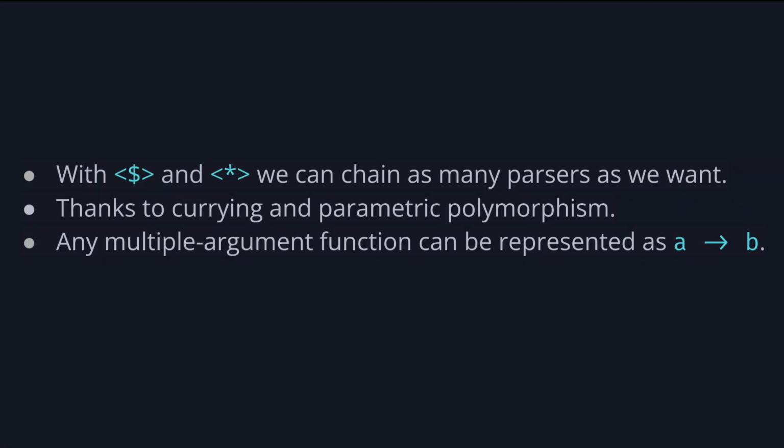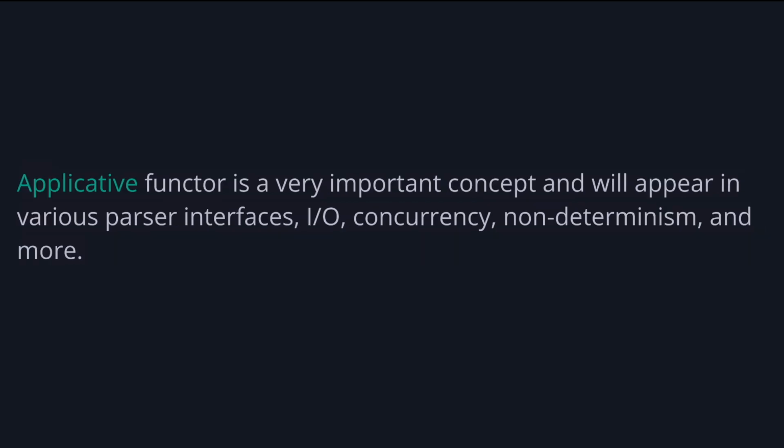With fmap and apply, we can chain as many parsers, or any applicative really, as we want. This is because of two things, currying and parametric polymorphism. Because functions in Haskell take exactly one argument and return exactly one, any multiple argument function can be represented as a simple function a to b. Applicative functor is a very important concept and will appear in various parser interfaces, not just for command line arguments, but also JSON parsers and general parsers, I/O, concurrency, non-determinism, and more.